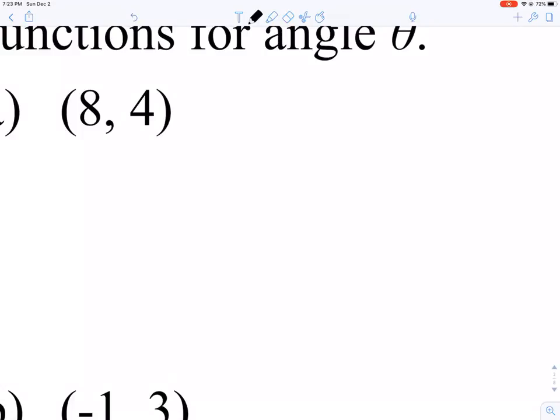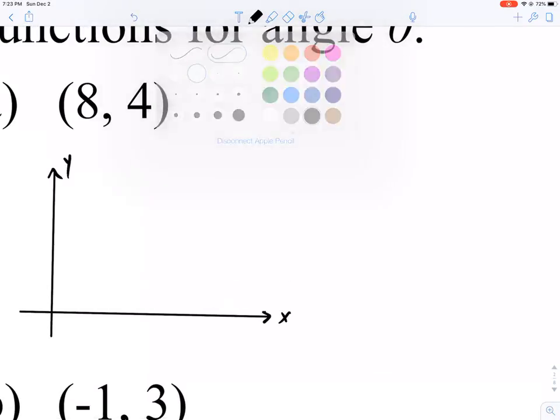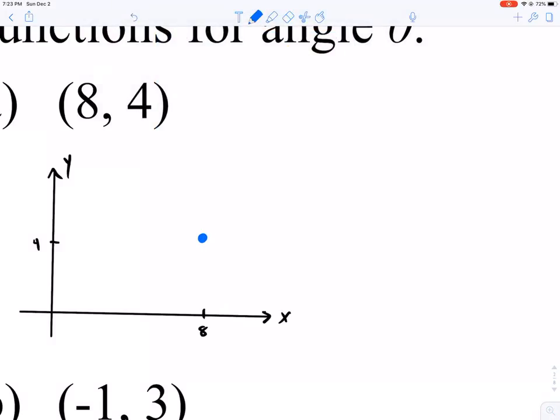So the point 8, 4 lies in quadrant 1. So I'm just going to do a sketch of what that looks like. I have my x and my y axis. X is 8. Y is 4. Okay, so if that's the point 8, 4, here's the terminal side of the angle theta. And theta is in standard position, so its initial ray is on the positive x-axis, so this angle would be theta. Okay.